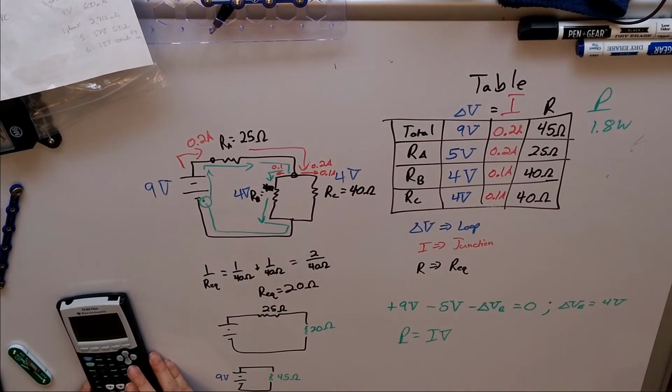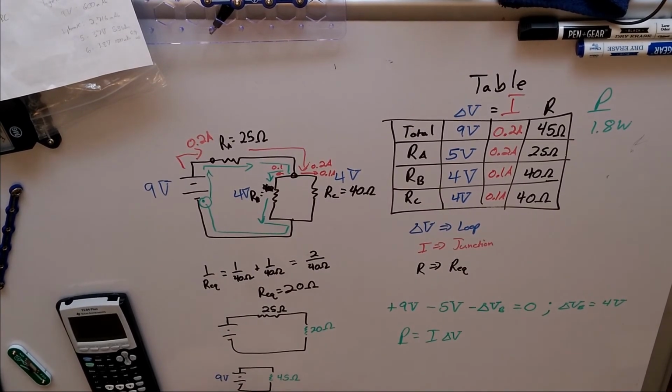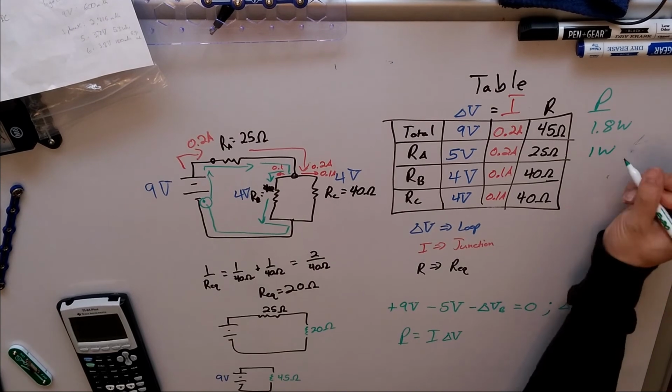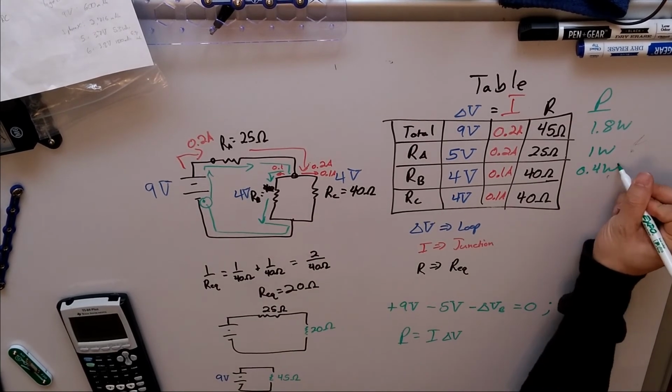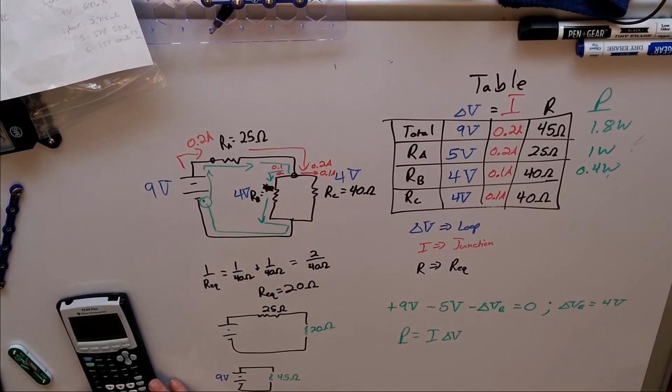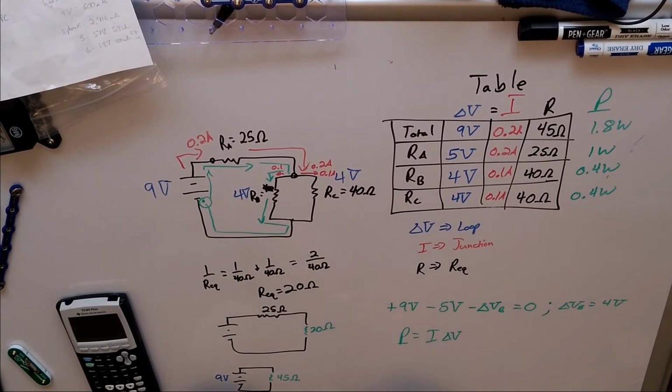Take a look at the previous videos in case you're wondering where I came up with that. Oh, I wrote PIV, P equals I delta V. Okay, and if I do this, I'd have 0.2 times 5. I end up with 1 watt being used by resistor A. And let's see, 0.1 times 4 volts, that's 0.4 watts for resistor B. And 0.1 times 4 volts, it's going to be the same for the other, 0.4 watts.